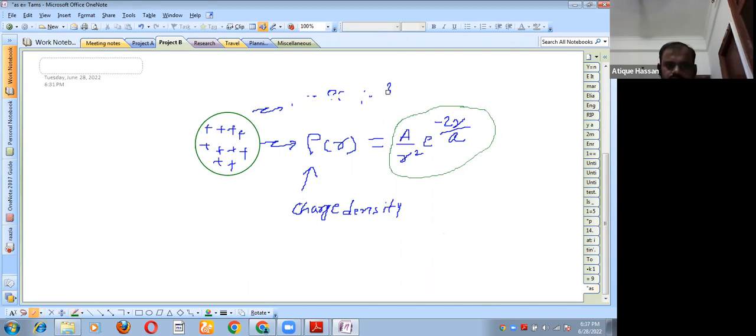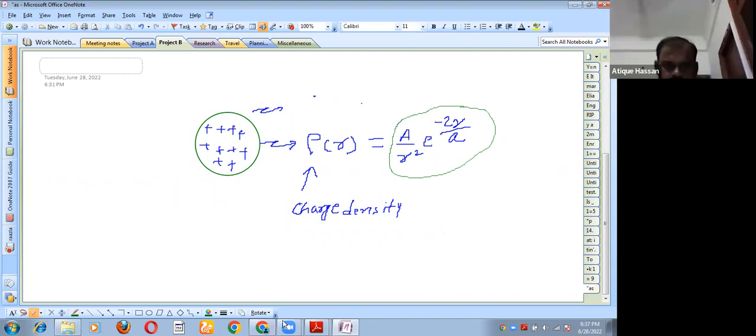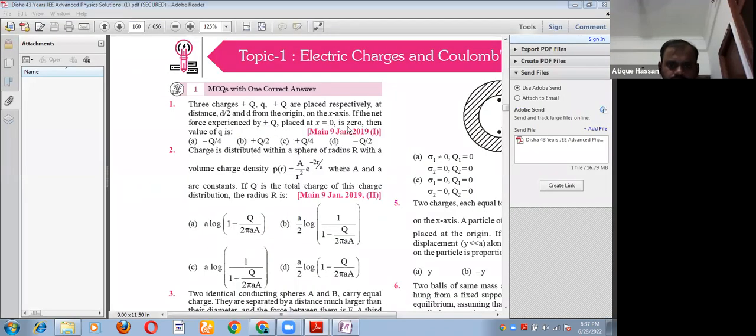Have you understood? Yes, sir. Are you getting it? What we are doing is this question, you see question number 2. The JEE Main question number 2 we are doing right now. So go through this question once. Rifat, are you listening?